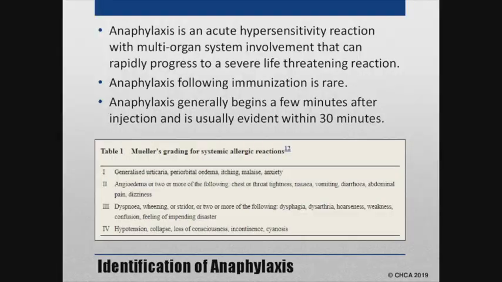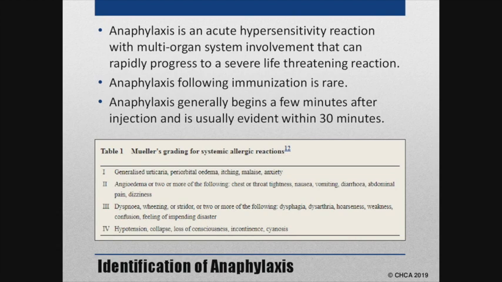Finally, emergency procedures. For emergency procedures, it's imperative that we review and identify anaphylaxis. Anaphylaxis is, of course, an acute hypersensitivity reaction with multi-organ system involvement that can rapidly progress to a severe, life-threatening reaction. Anaphylaxis can occur after immunization, although it is very rare. It generally begins within the first few minutes after the injection, and it's usually evident within the first 30 minutes.